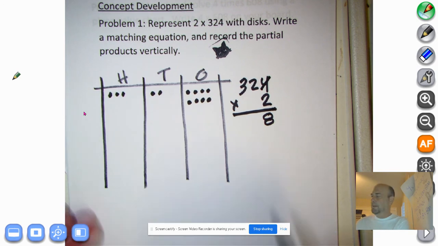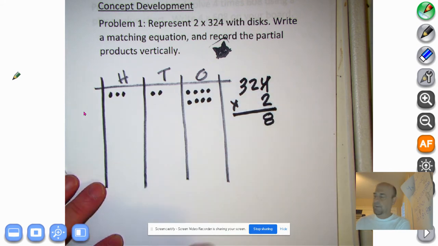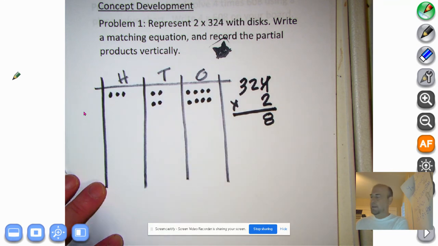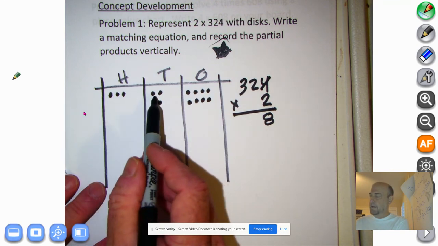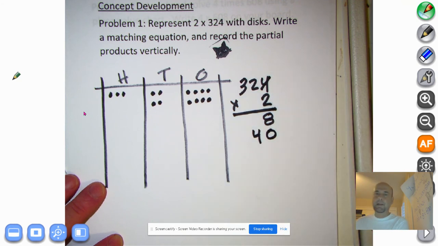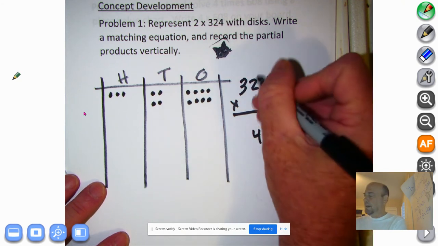All right, we're going to be multiplying 20 times 2. There's 20. There's 2 groups of 20. 10, 20, 30, 40. 20, 40. 40, right there. We can say goodbye to the 2.